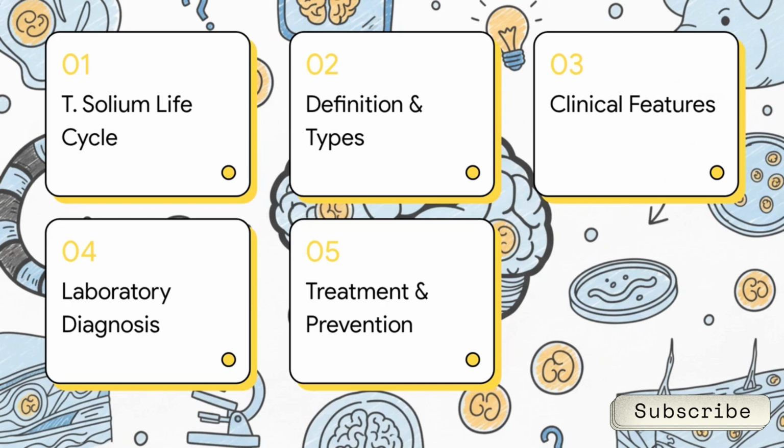Here's our game plan for today. We're hitting 5 main pillars: the Taenia solium life cycle, the definition and types of NCC, the clinical features, the detailed lab diagnosis, and we'll wrap it up with treatment and prevention. Let's get right into it.